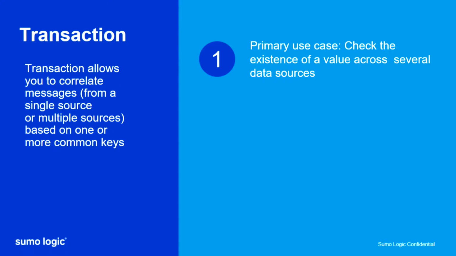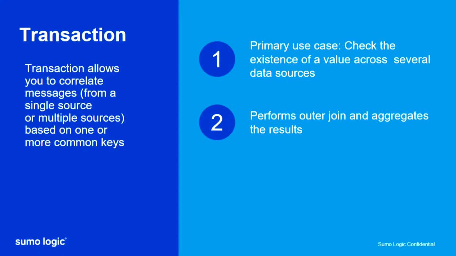So I want to know if a particular IP has shown up in my IDS logs as well as my OS events, or I want to know if a particular IP has shown up in my IDS logs and my web traffic. Transaction performs an outer join on the data, so we're going to get matches whether or not there are matches in every log we're trying to correlate. And it also aggregates the results, as you'll see here in a moment.